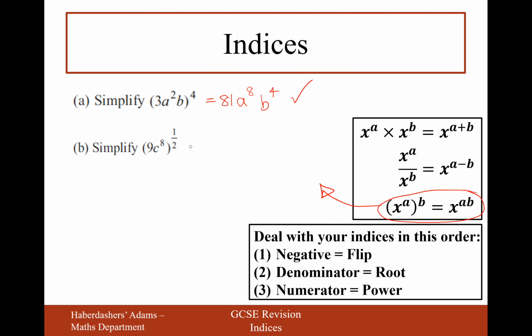And moving on to the second one, we're going to do the 9 to the power of a half as normal, because 9 is a normal number. 9 to the power of a half is 3. You square root as you do a power of a half. And then it would be c to the power of 8 to the power of a half. So you need to do 8 times a half, which will be 4. So it would be 3c to the 4. And there we are, that's the answer for these two questions here.